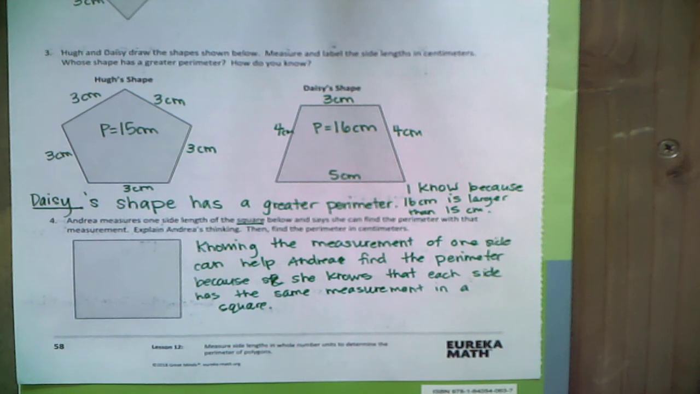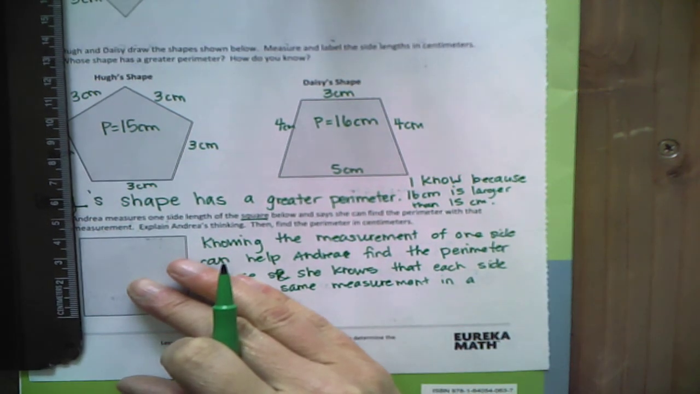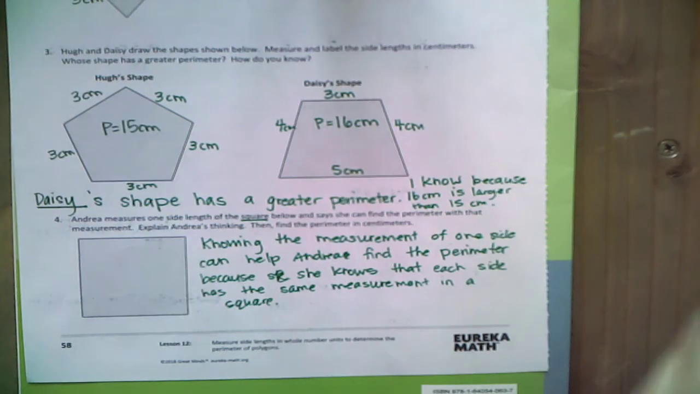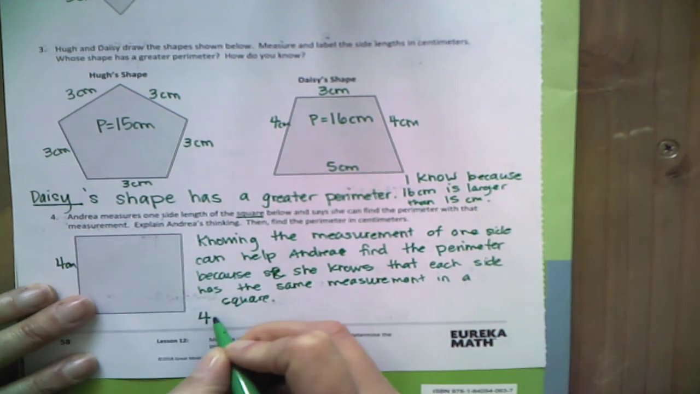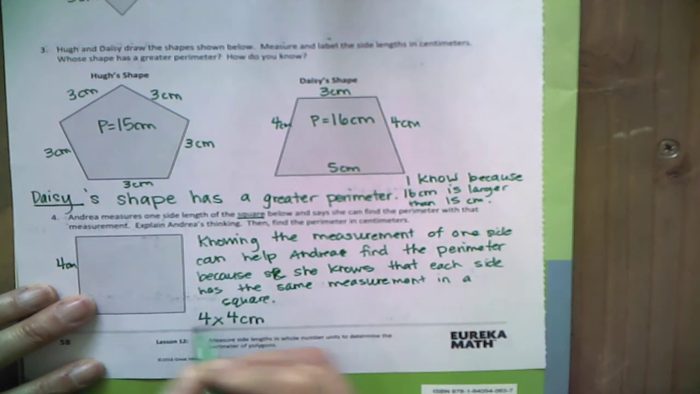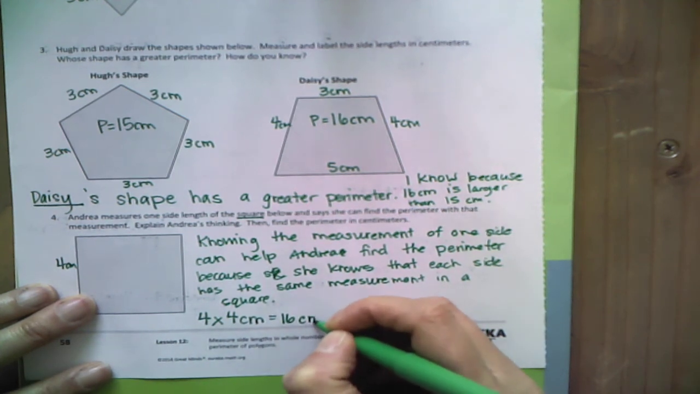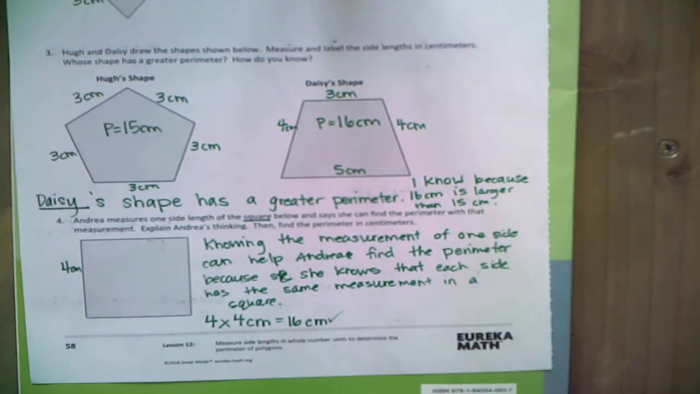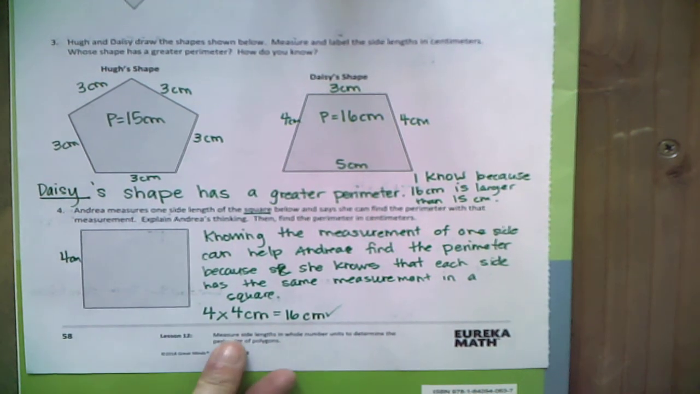Just like Andrea, I'm going to measure one side, and then I'm going to figure out from that one measurement the perimeter. So, looks like 4. Does it look like 4 to you? Okay, so I'm going to label this one side 4 centimeters, and then I'm going to do the math. 4 times 4 centimeters, 4 sides, times 4 centimeters is 16 centimeters, not 16 sides, right? We did it. If we counted by 4s, right? 4, 8, 12, 16.